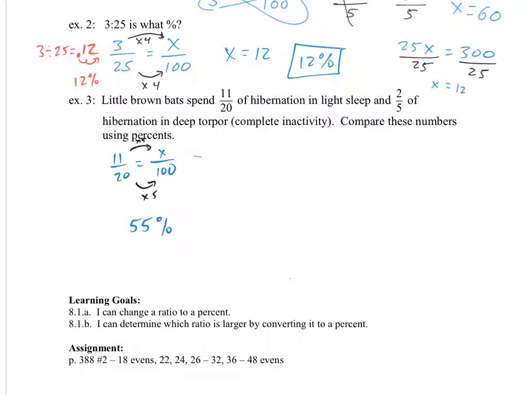Since Dorian did say cross multiply divide, I probably should show it. So it'd be 20 times x equals 11 times 100. Ouch. 20x equals 1100. Divide by 20, divide by 20. X is 55. Either way, you get 55%. Okay, so little brown bats, they spend 55% in light sleep.